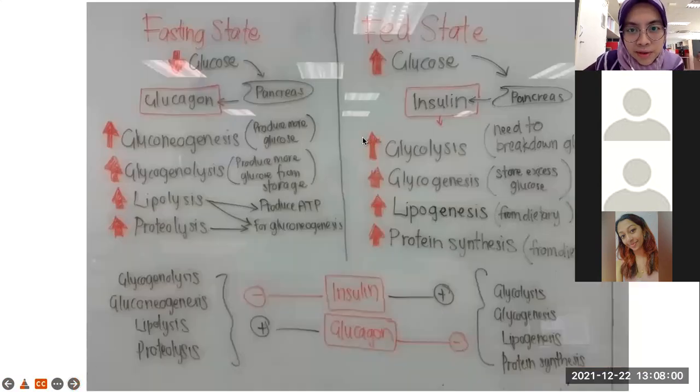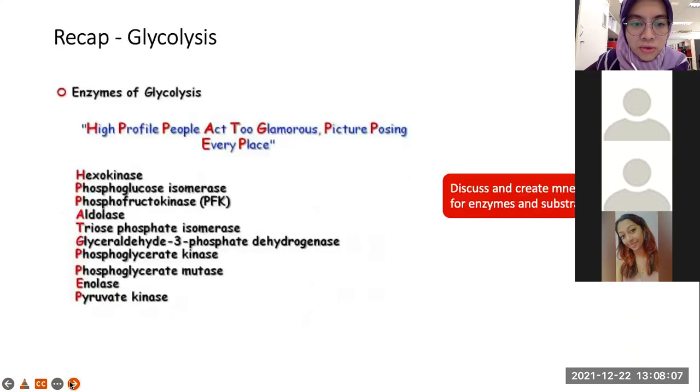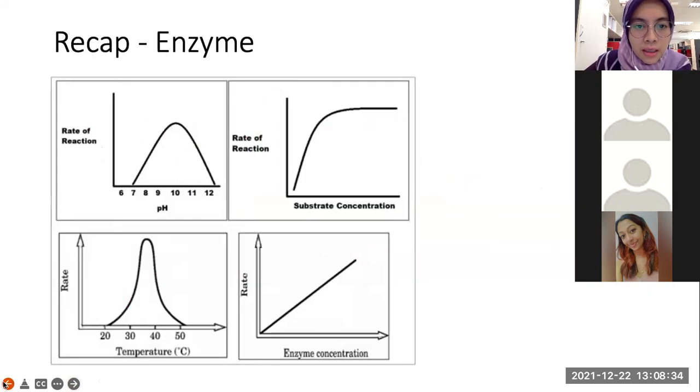So let's briefly recap this. It would be helpful if you have the summary table with you that I asked you to do in the previous class. I asked you to do carbohydrate metabolism with these aspects. When you do your revision, add on the other metabolic pathways, like protein metabolism and lipid metabolism. The same thing: write in the definition, purpose, and location so that you can better memorize them.